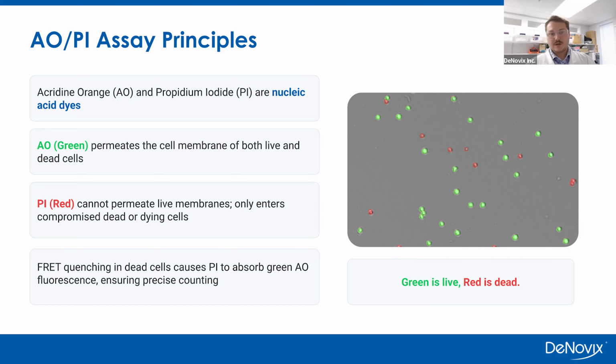Now, let's switch gears to fluorescence counting with acridine orange propidium iodide, which is commonly referred to as AOPI, and I will call it that from here on out. So they are nucleic acid binding dyes, very, very specific. So AO permeates the cell membrane of both live and dead cells, and it fluoresces green. So you can think of green live. And then PI cannot permeate live membranes and only enters compromised dead or dying cells and fluoresces red. So red dead. And this is because there is a FRET quenching in dead cells that causes PI to absorb the AO fluorescence signal, ensuring precise counting.